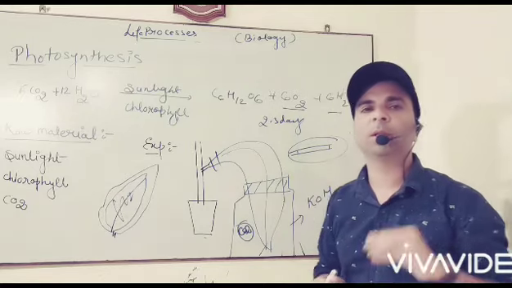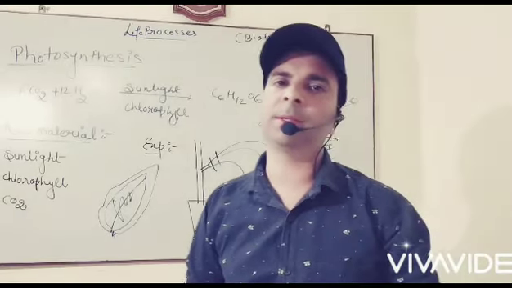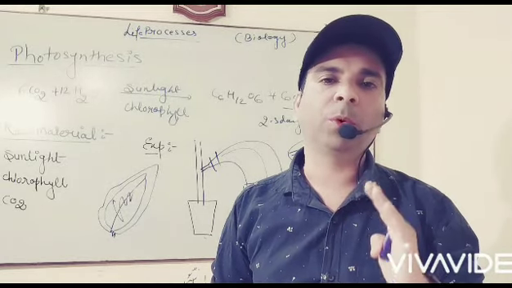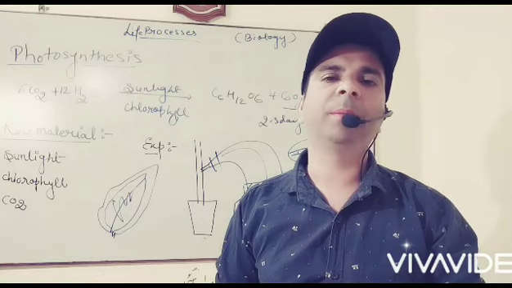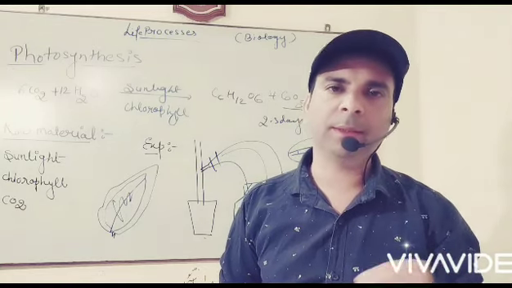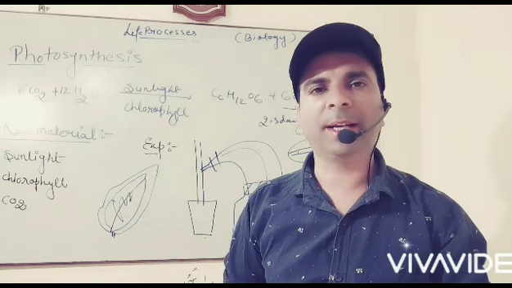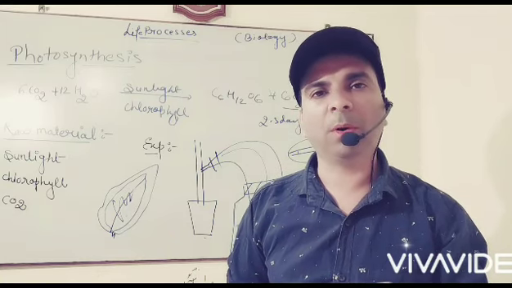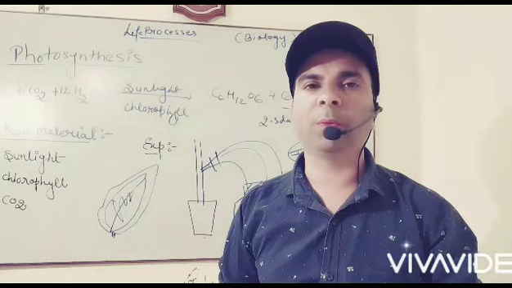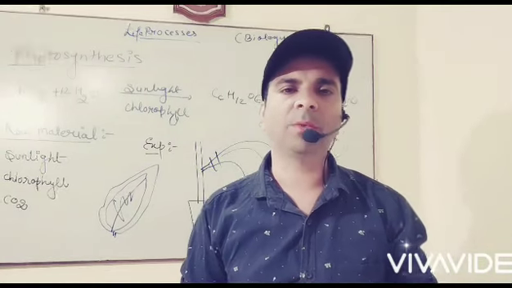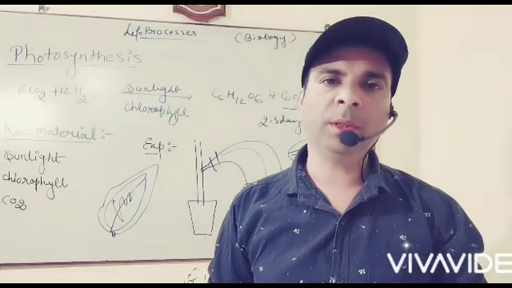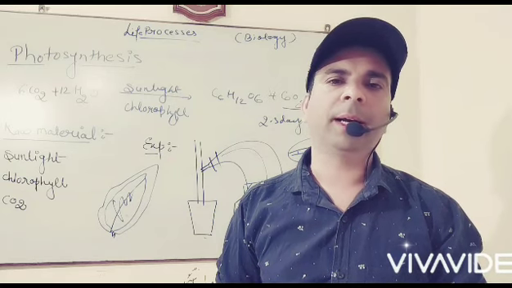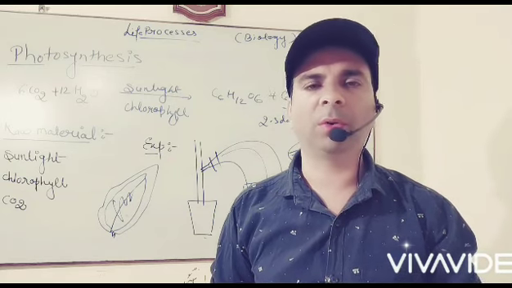Now put 2 to 3 drops of iodine solution on the leaf. You can see that the portion present outside becomes blue black in color, and the portion inside the jar doesn't show any color. It means CO2 is also an important raw material for photosynthesis. So in general we can conclude that during photosynthesis, CO2, chlorophyll and sunlight are the major components for photosynthetic activity.